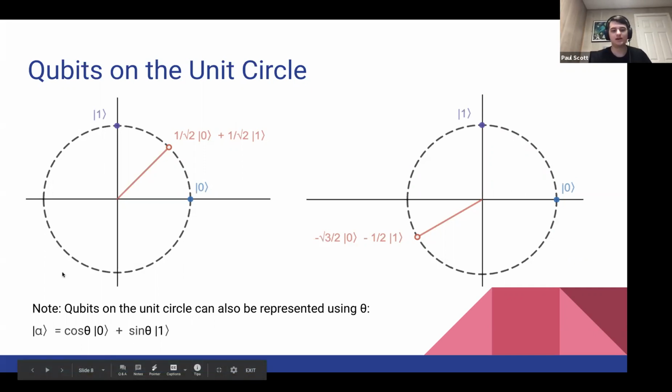Just a quick note: because we can represent them on the unit circle, assuming real-valued probability amplitudes, we can also just use the angle they make with the x-axis. So you can replace these with cosine theta and sine theta, with theta being the angle.